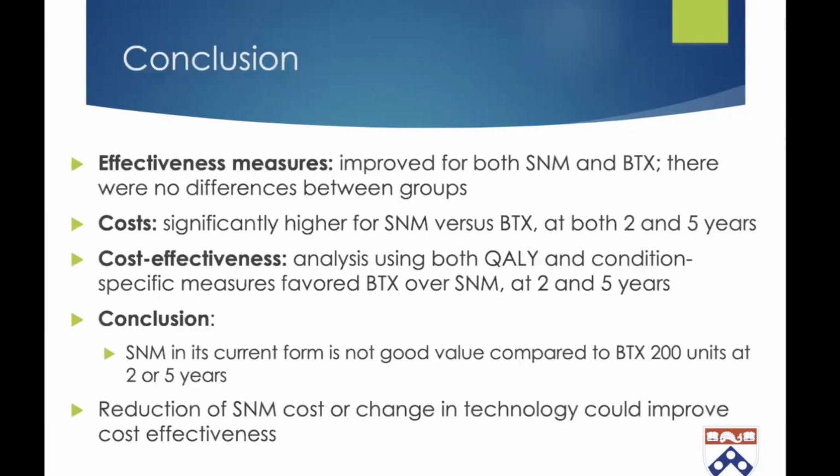So conclusion, effective measures, they both work. They're both great. There was no difference between groups. They are the 2 highest effective interventions we got. Cost, however, was significantly higher for the InterStim, both at 2 and 5 years. So the analysis shows that it favored Botox over InterStim at 2 and 5 years. So conclusion, InterStim in its current form is not good value compared to the Botox. But a significant reduction in cost or change in technology could change the answer.